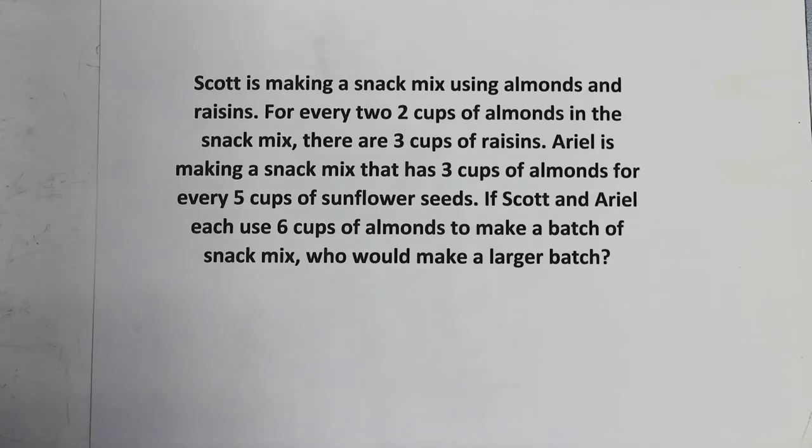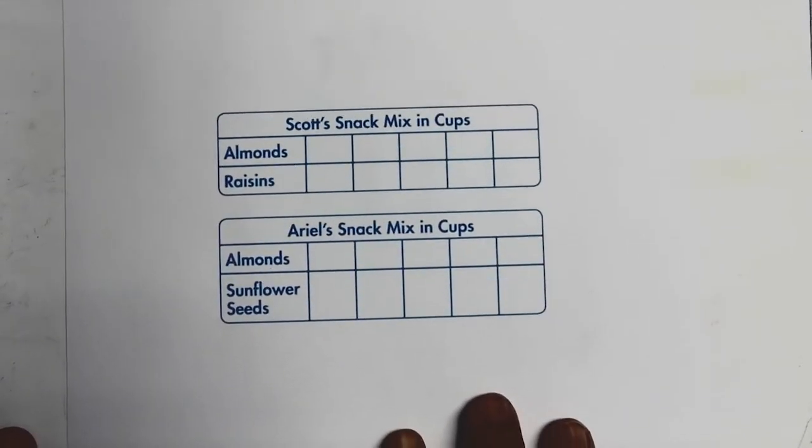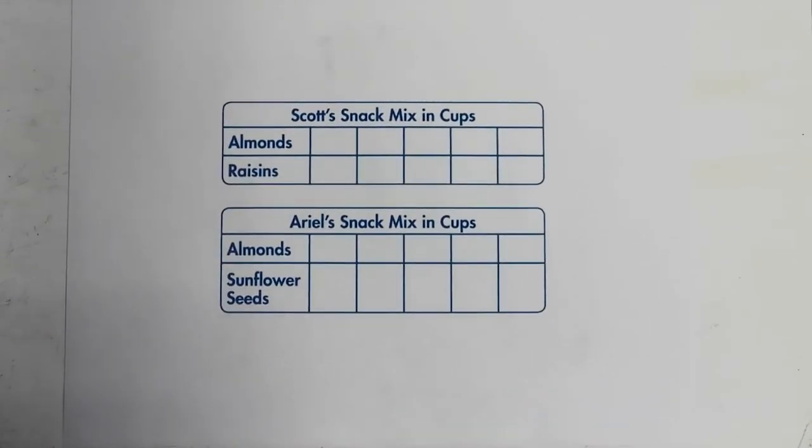All right, so here's one way you can write your table. I have a table that shows Scott snack mix in cups, and then I have one that shows Ariel snack mix in cups. Take a minute to complete the table. Then use the table to find who makes a larger batch if they each use 6 cups of almonds.